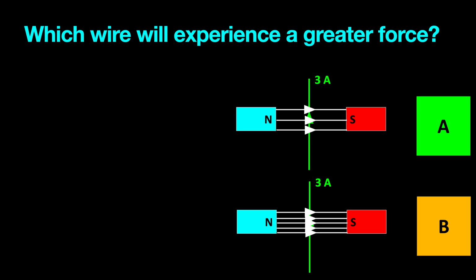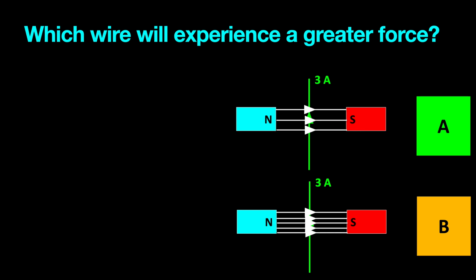We can see there's a clear difference between diagram A and diagram B. In which case do you think the wire experiences a greater force? Pause the video and think. So as we can see, in diagram B, there are far more magnetic field lines compared to diagram A. We have 5 magnetic field lines at the bottom and only 3 at the top. As a result, these lines are far more densely packed compared to the ones at the top.